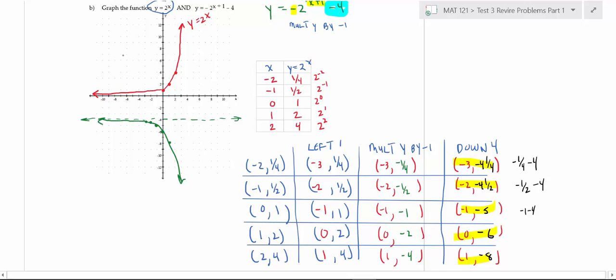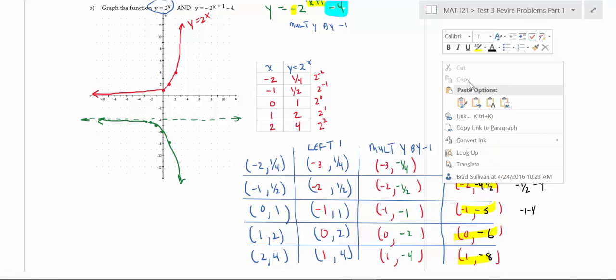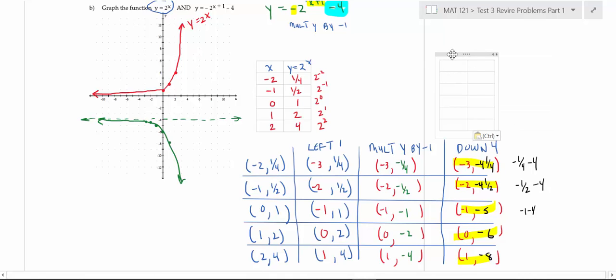So that's one way to do that problem, is to get all those points taken care of like that. Okay, so you've moved everything left 1. You've reflected it and you've moved it down 4. So you can do it that way. Now an alternative way to do this problem, if you don't like doing it the way I just showed you, is you could go ahead and make a new table of values.